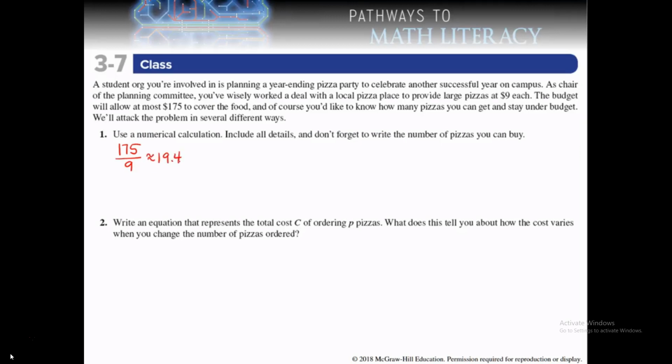Well, you can't buy 0.4 pizzas. They will not let you round up to 20 either, so you could get 19 pizzas. And then number 2 says, okay, let's think about variables.